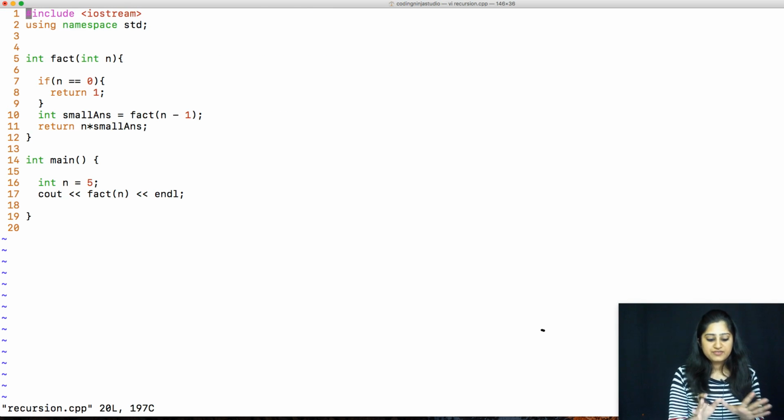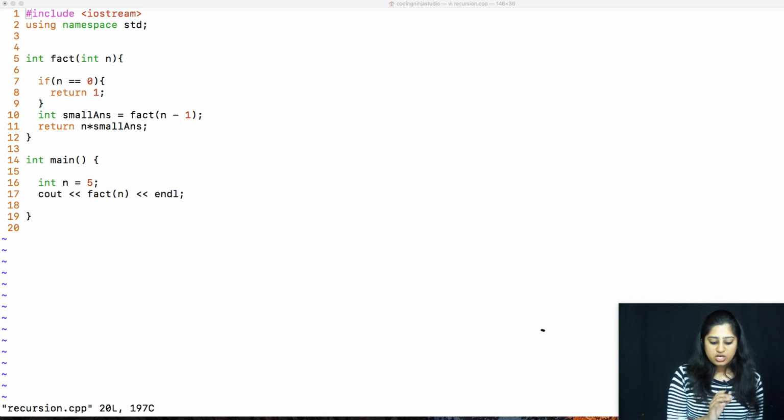Okay, so now we have written the code for it, we have tested it for two values, and we have figured out it's working fine. So let's quickly understand what is actually happening inside it. How are these recursion calls that we know are working?